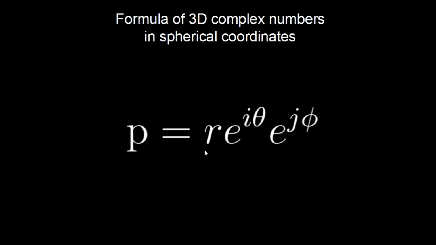Compare with a two-dimensional plane. For a three-dimensional space, a third dimension is introduced in the j direction, and a rotation factor associated with the j direction appears in the formula.